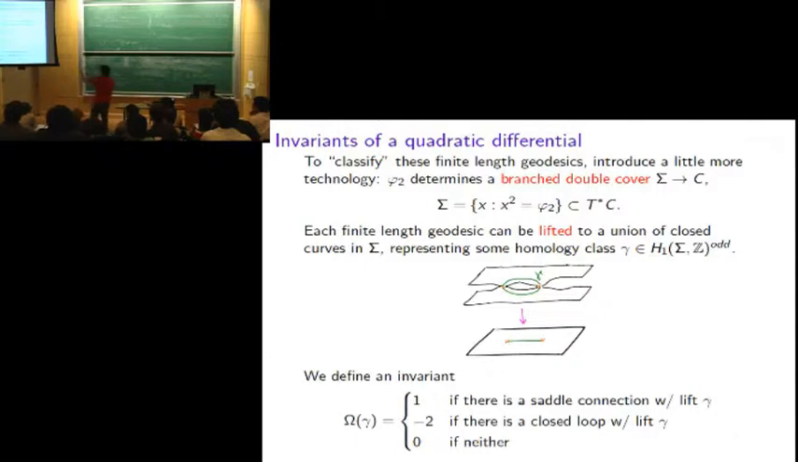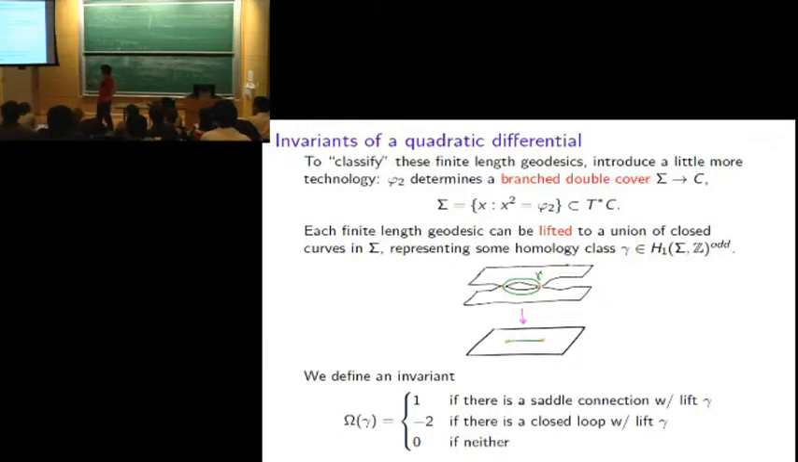more technology. If I have this quadratic differential phi 2, then it always determines for me a branched double cover of my surface. Namely, I just take the 2 square roots of my quadratic differential. So that's a canonical double covering. Because it was a quadratic differential, its square roots are cotangent vectors. So this double cover is naturally sitting inside the cotangent bundle to C. And whenever I have a finite length geodesic, I can lift it up to a closed curve on C just by taking both of its pre-images.